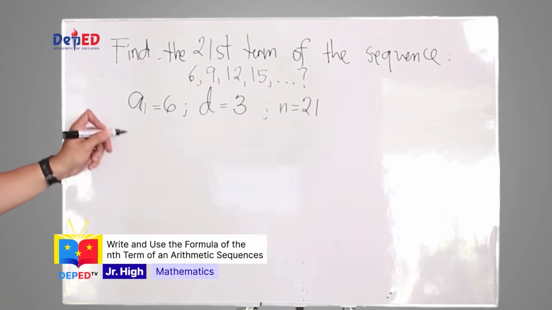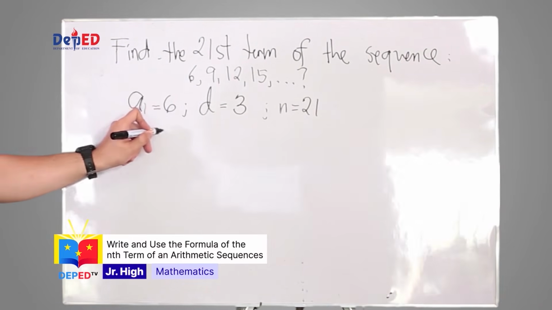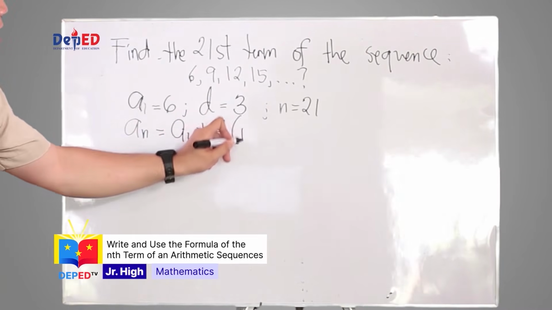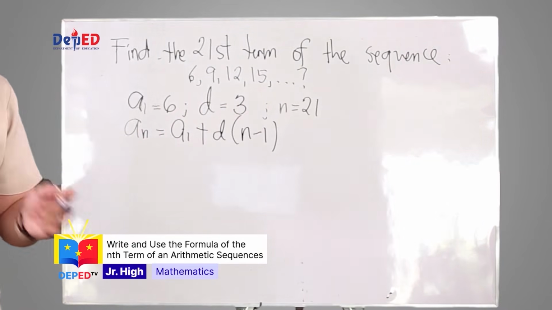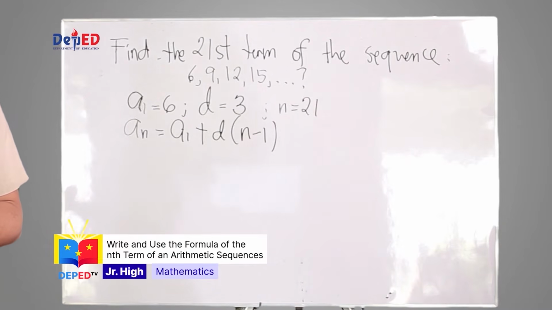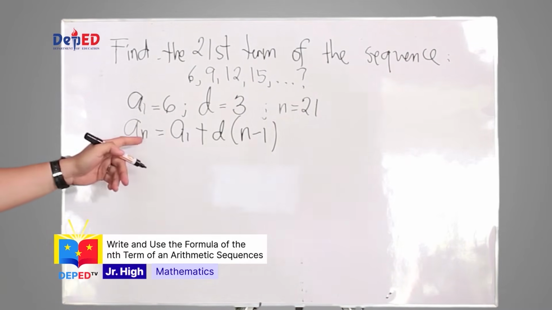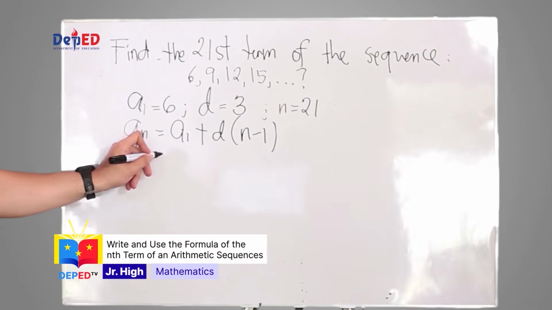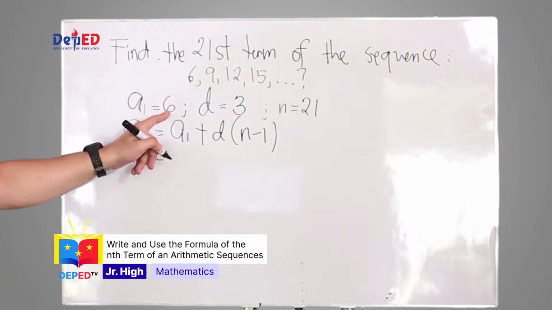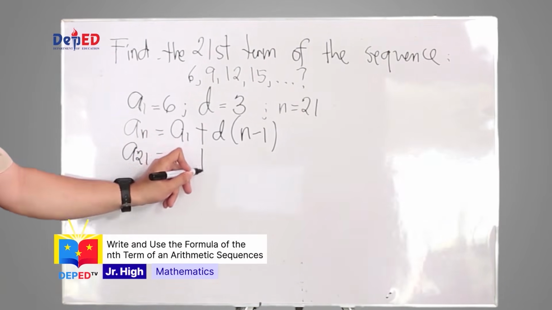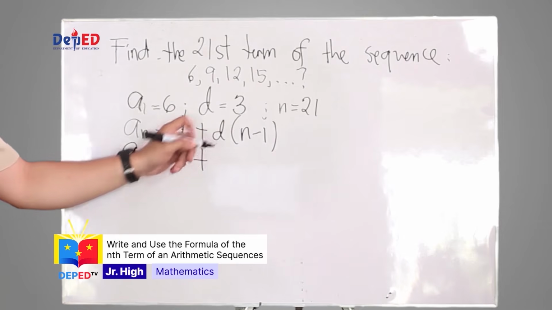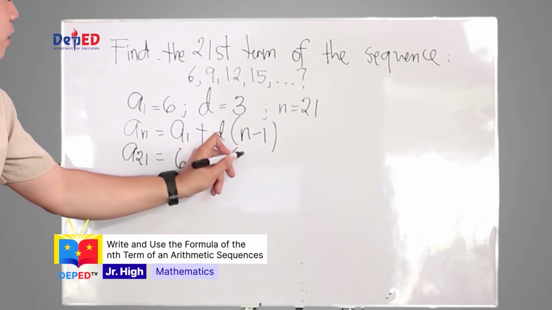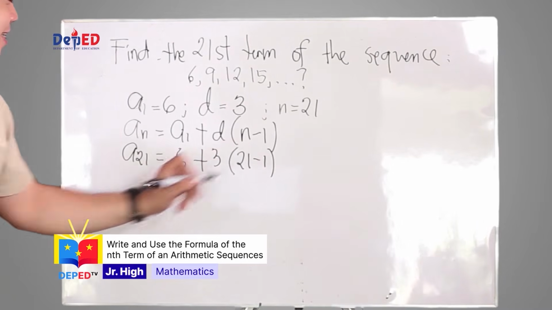Using the formula, a sub n is equal to a sub 1 plus d times n minus 1, we will substitute these values. For a sub n, we have a sub 21 is equal to the first term, which is 6, plus the difference, which is 3, times n, which is 21, minus 1.